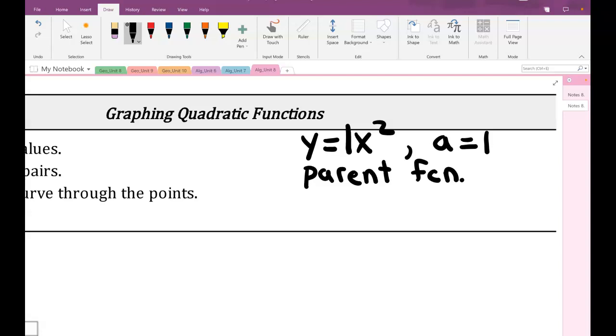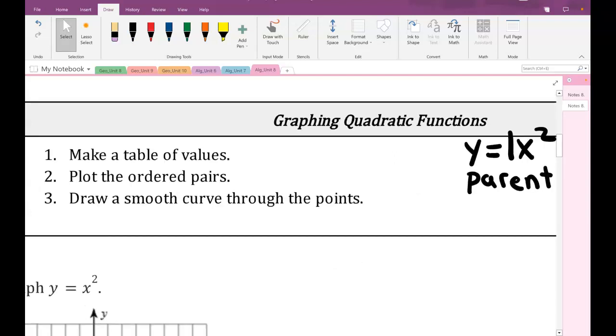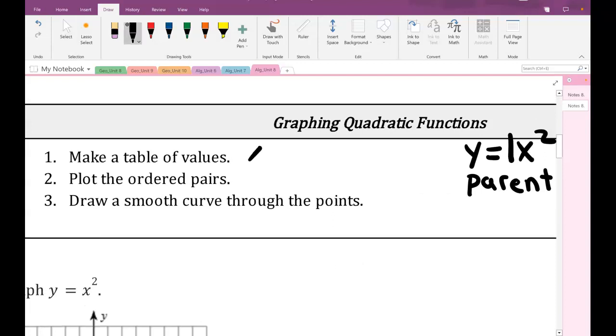So if something's transforming, it's changing. So every graph is a change from this basic graph. And we have some nice simple steps that we can use to accurately graph these quadratics each time. So your first step is to make a table of values, not like a table you put things on, but an XY table. Those are inputs and outputs, which give us ordered pairs, which are x comma y points. And our last step is just to draw a smooth curve through the points.